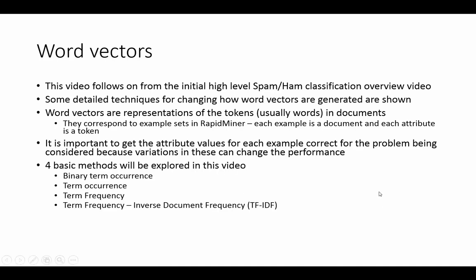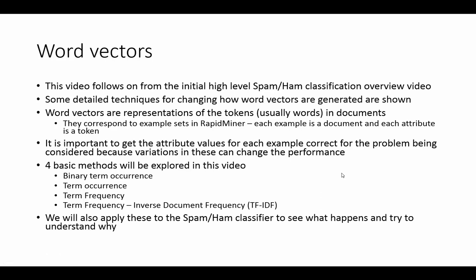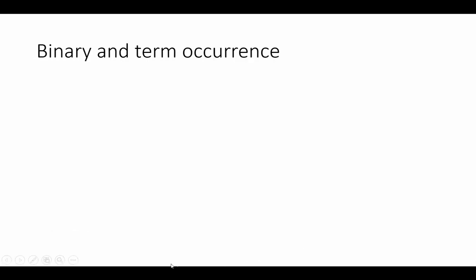What we'll look at in this video are four basic methods. These are binary term occurrence, term occurrence, term frequency, and term frequency inverse document frequency. What we'll then do, having looked at them in detail, is apply them to the spam and ham classifier to see what happens and try and understand what's going on. So before we go into a worked example, let's have a brief explanation of some of the background.